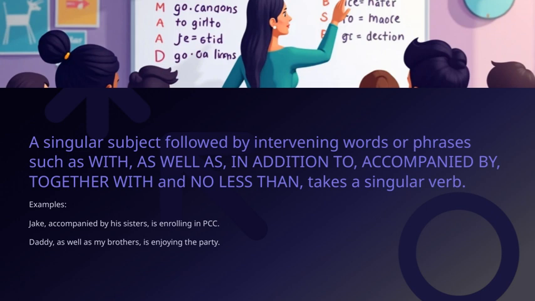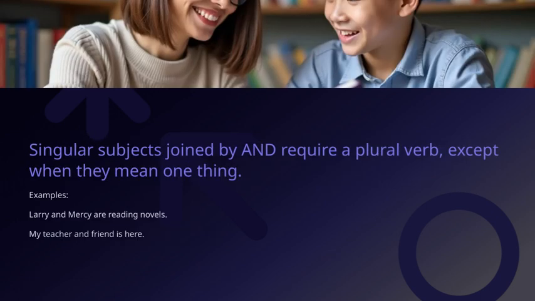The key point here is that when a singular subject is followed by phrases like as well as or accompanied by, we still treat the main subject as singular. This concept is important because it helps ensure our sentences are grammatically correct, especially in more complex structures. Understanding these nuances is essential as they connect to our overall theme of mastering subject-verb agreement, which is fundamental to clear and accurate communication.